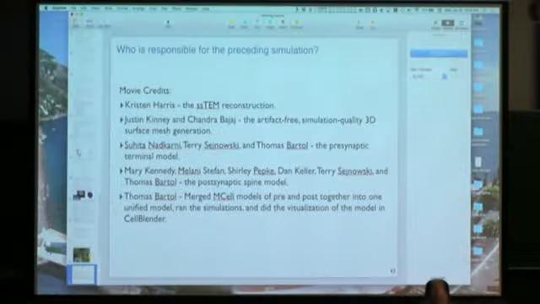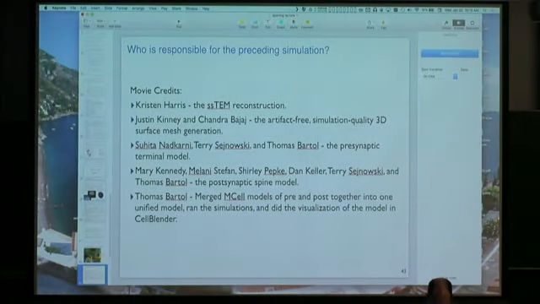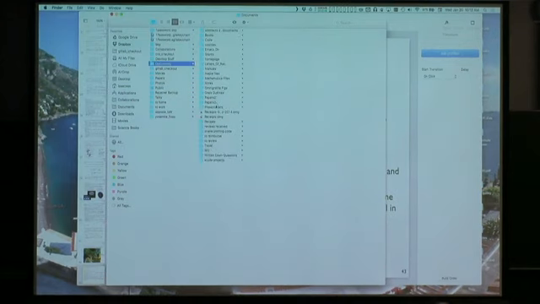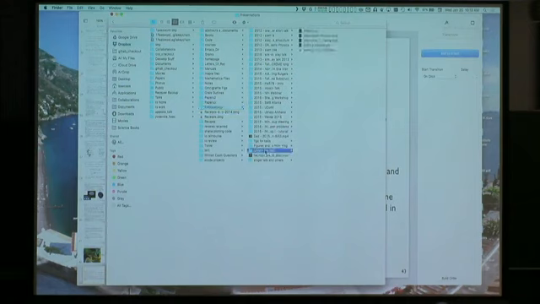Okay, so let me show you that, if I can find it on my computer, because I forgot to pull it up. Documents, presentations, movies. And it's none of those.